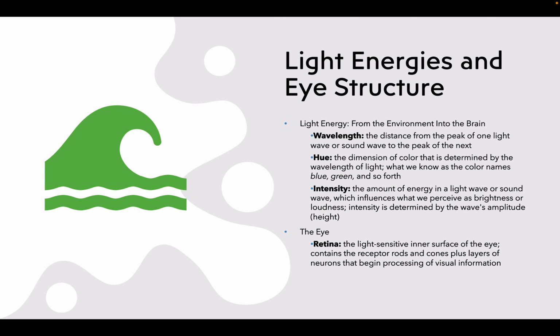Before we get into eye structures, though, let's talk about light energy. Light energy comes in the form of light waves. And so there's a few things that come with light waves. So first is the wavelength. A wavelength is the distance from the peak of one light wave or sound wave to the peak of the next.